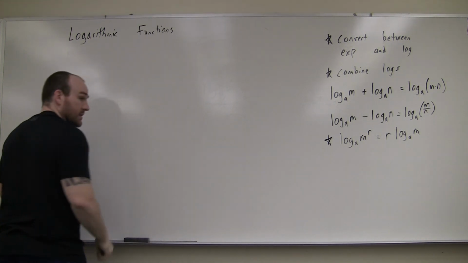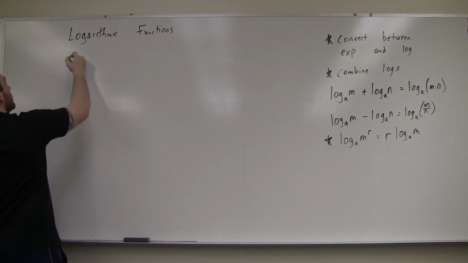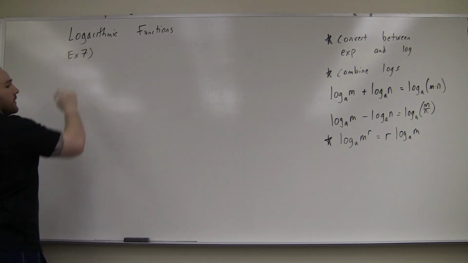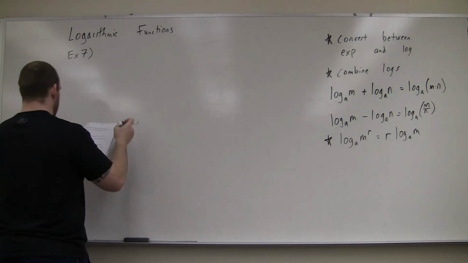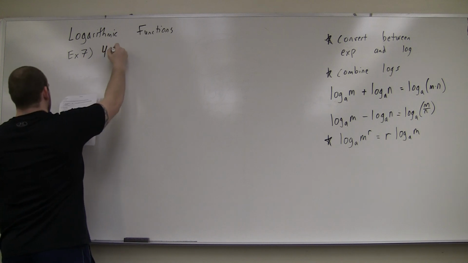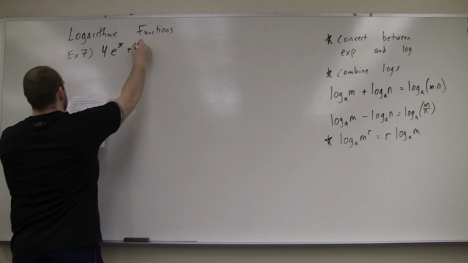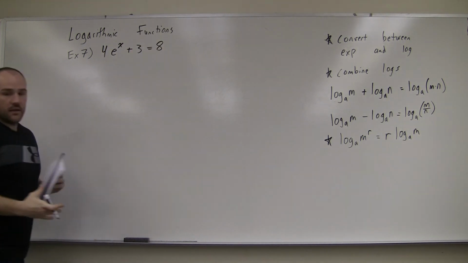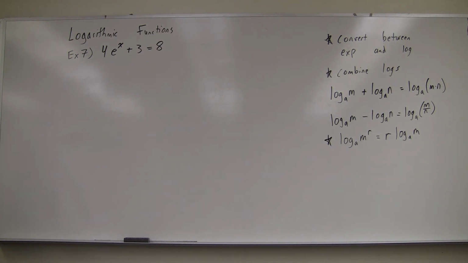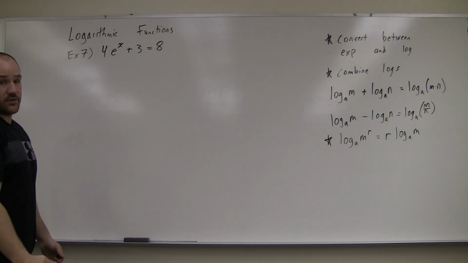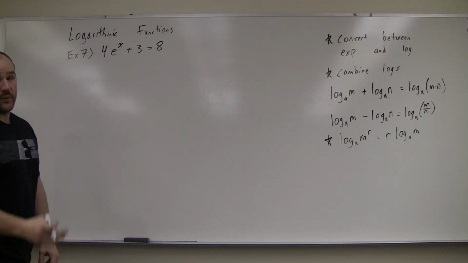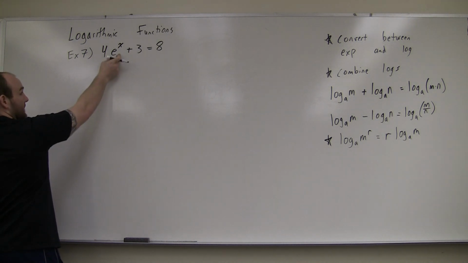Now this also works the same way for natural exponents and natural logarithms. So if we've got, let's say, 4e to the x plus 3 equals 8. So I see that e, and I understand that that is a natural exponential function, that I'm going to convert it using ln. Now again, to do that, we need to isolate this exponential function.